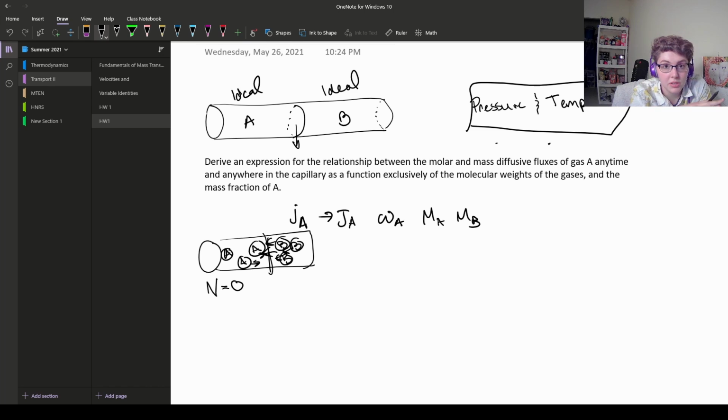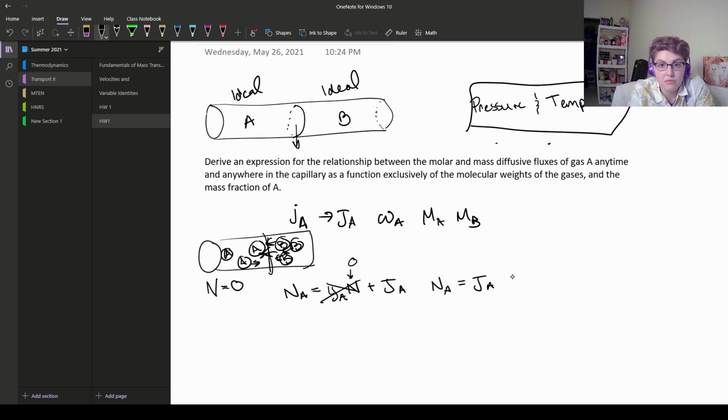And we're going to go ahead and relate this molar flux to the molar diffusive flux. We know that the mole flux of component A is equal to the mole fraction of A times the total molar flux plus the molar diffusive flux of A. That's our relationship. Because this is a closed system, the total molar flux is equal to 0. That means that this bulk contribution is equal to 0, and that just means that the molar flux of this component is equal to the molar diffusive flux of this component.